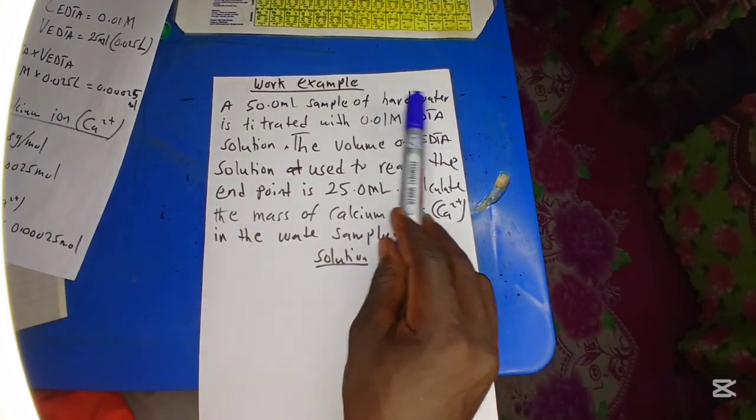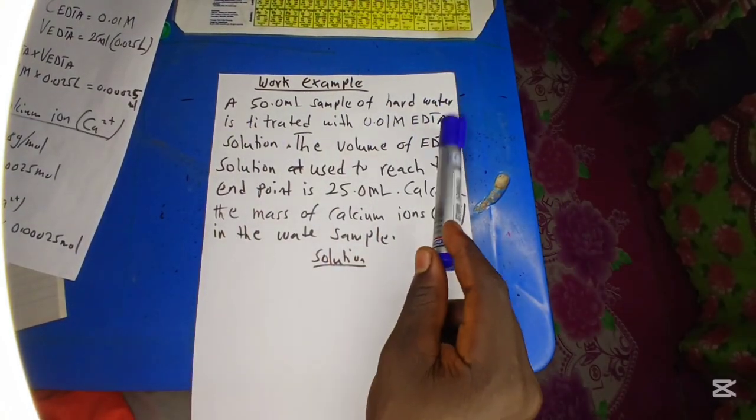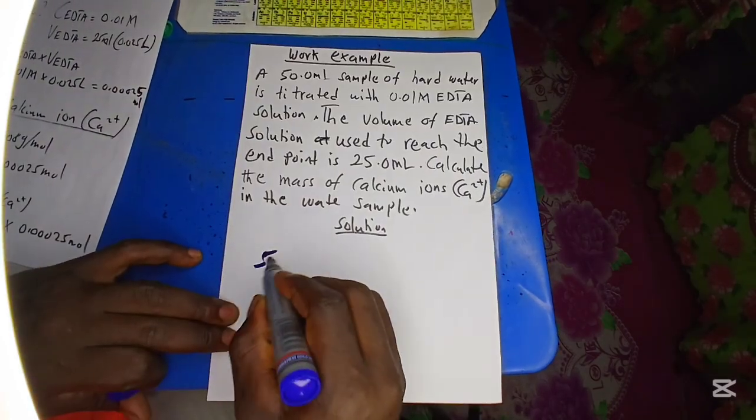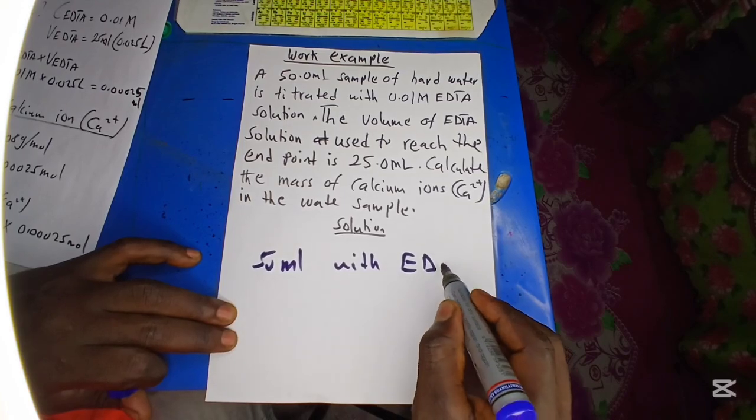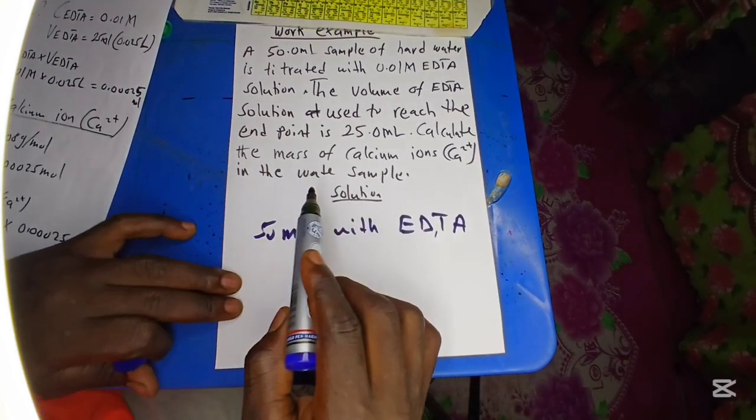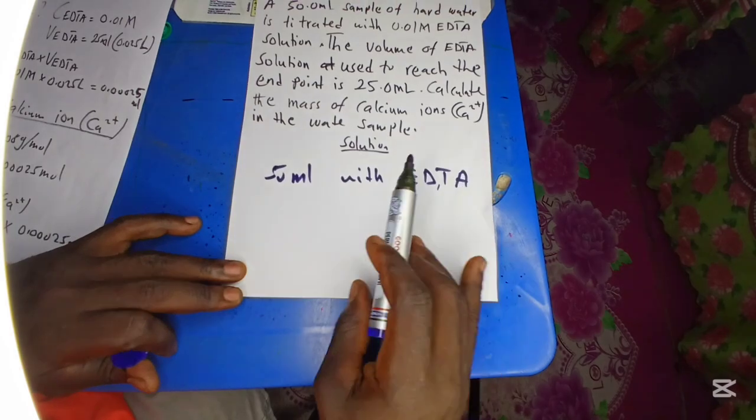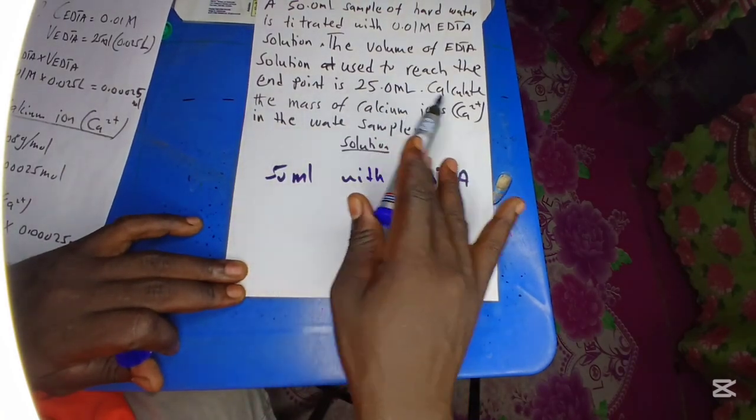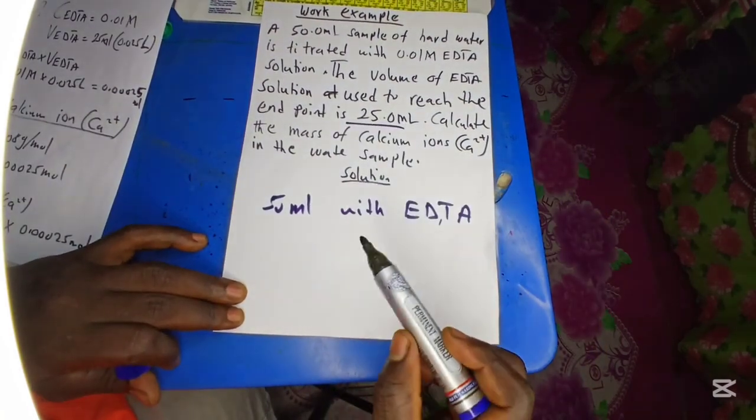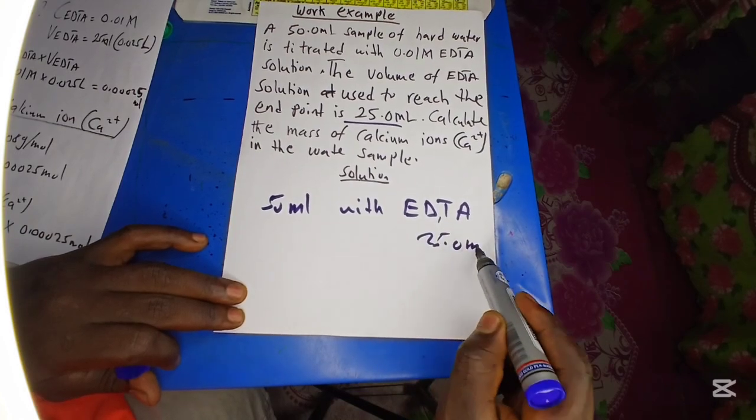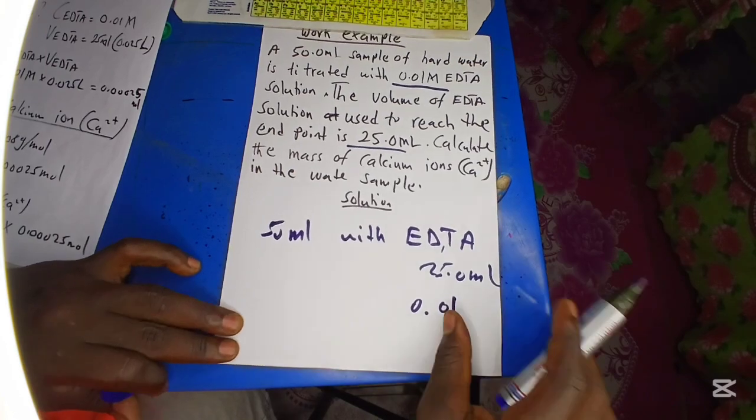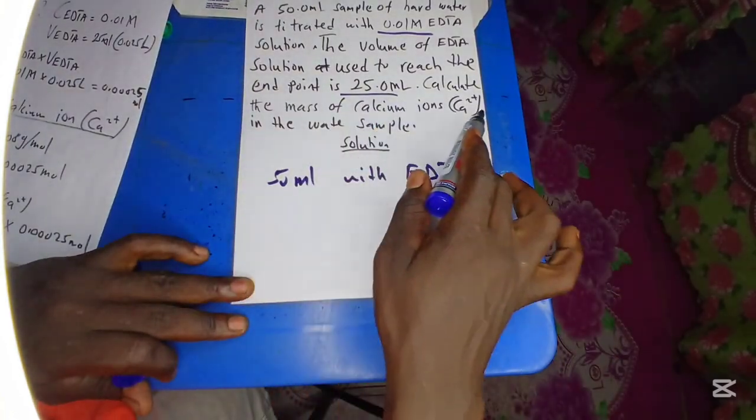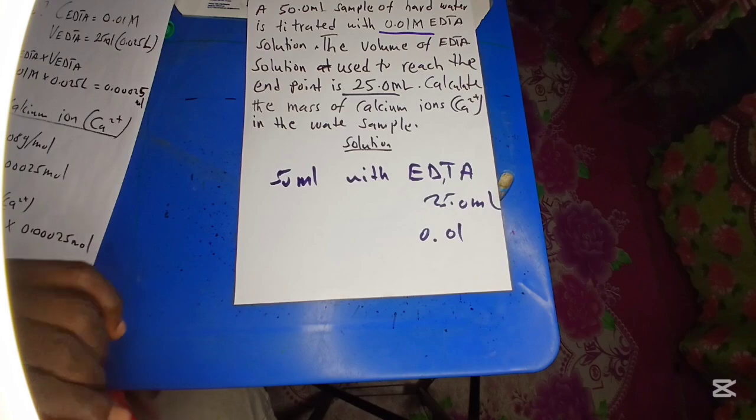So a 50 ml sample of hard water is titrated with EDTA. The volume of EDTA that reacted with the sample to give us an endpoint was 25.0 ml, and the concentration of EDTA is 0.01. So we are to calculate the mass of calcium ion in the water solution. So this is what we can do. Let me make everything simple.